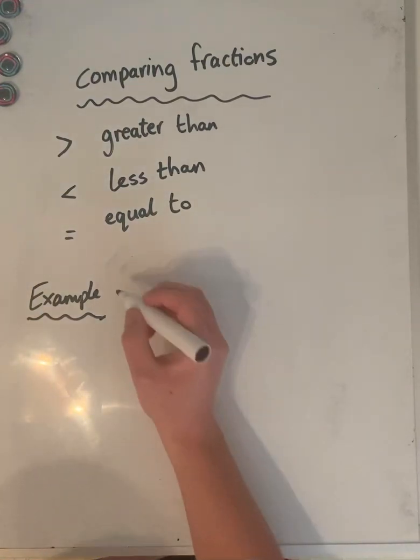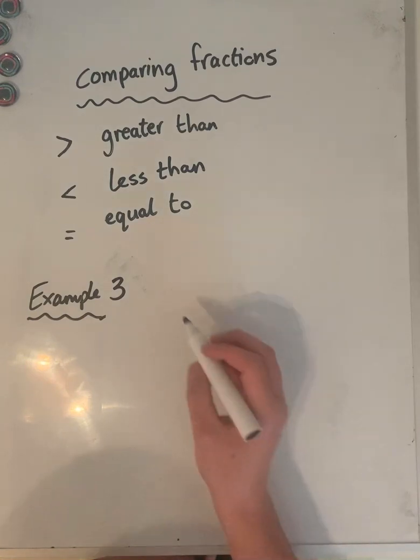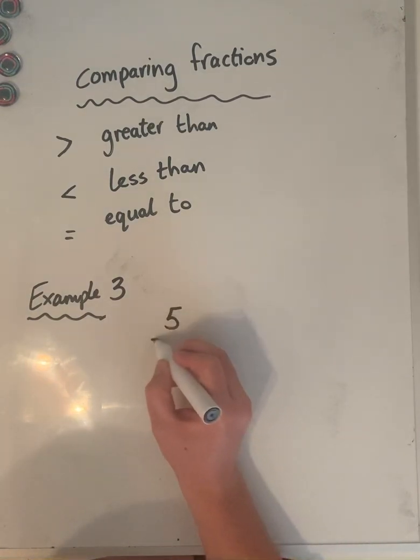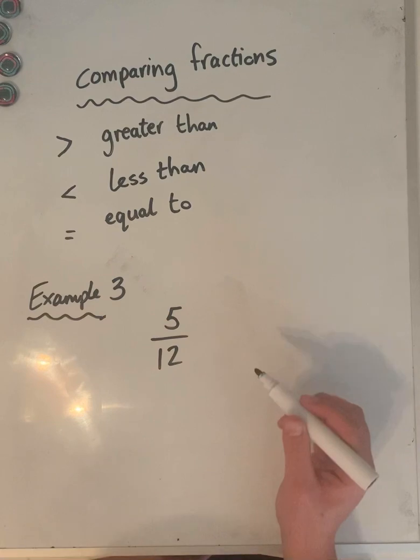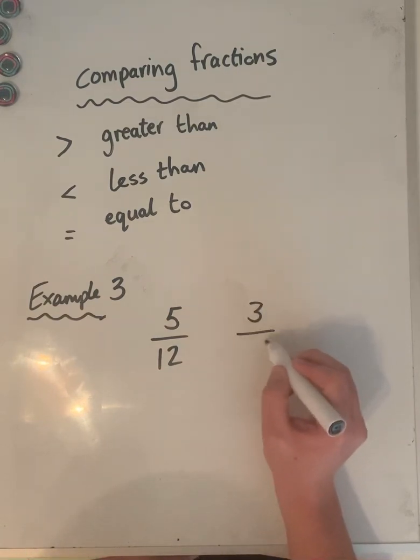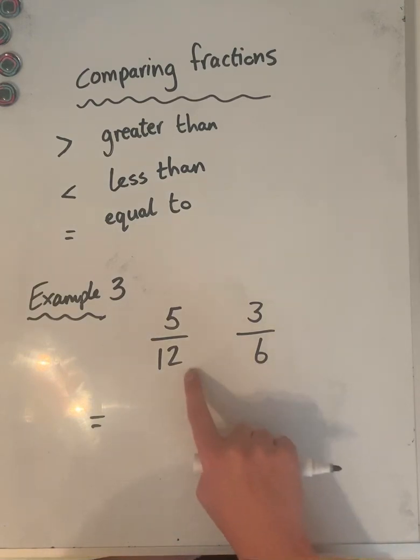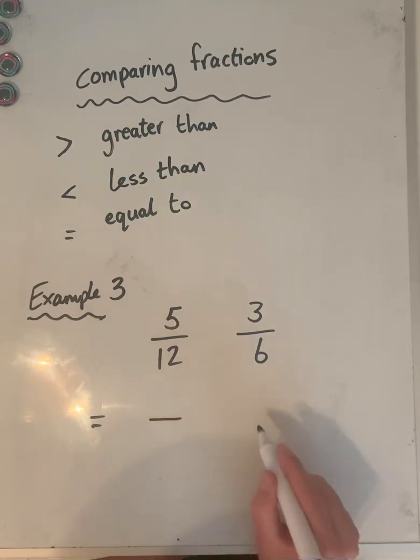Right, so let's go for example 3 just now. Okay, so I'm going to go this time with 5/12, and we will go for 3/6. Okay, so 5/12 and 3/6. So let's bring an equal sign down here just now. Again, we can clearly see different denominators. Okay, so let's write in our empty fractions.